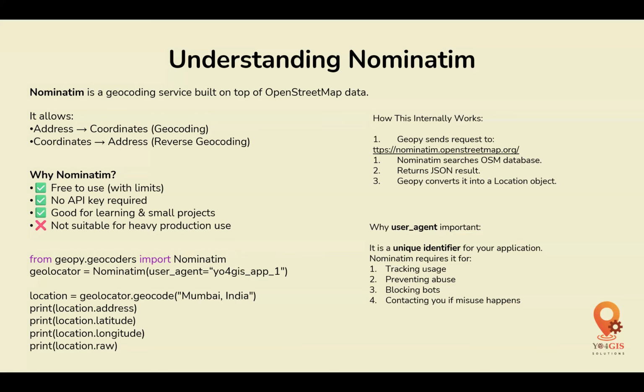I think you now understood about geocoding and reverse geocoding, because I already explained. Geocoding means we have the address and we want to find the XY coordinate, and in reverse geocoding, we have the coordinate and we want to find the address. So this is the geocoding service and reverse geocoding service.